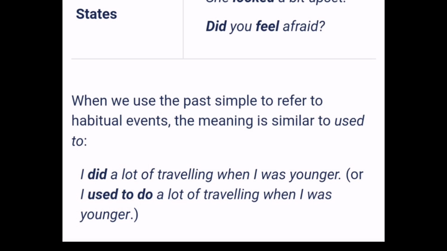When we use the past simple to refer to habitual events, the meaning is similar to used to. Something that I used to do in the past. Examples: I did a lot of traveling when I was younger. Or, I used to do a lot of traveling when I was younger.